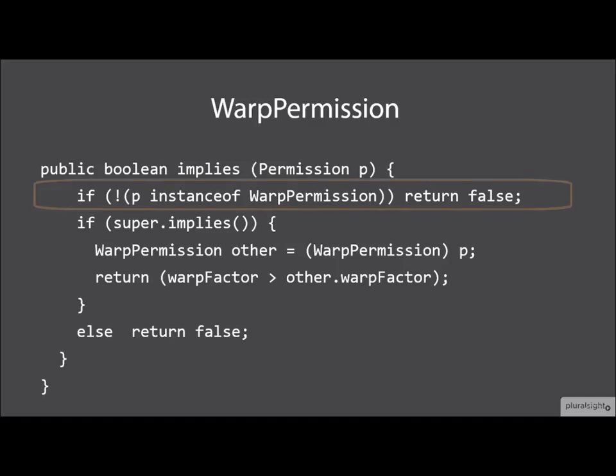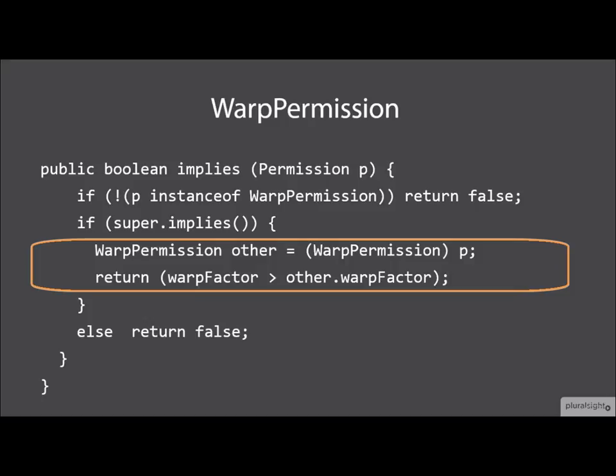So our implies will look something like this. We are saying, first of all, is the permission class a WarpPermission? And if it's not, return false. We call our base class, and if that fails implies, then we fail. Otherwise, we cast the permission passed into us to be a WarpPermission.